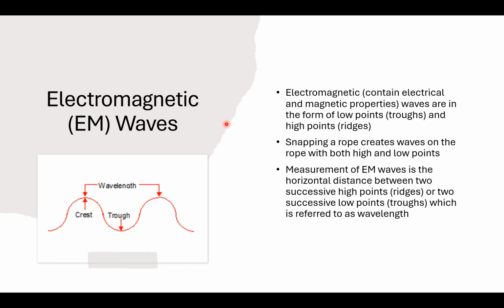Again, these electromagnetic waves contain both electrical and magnetic properties. That's why they're called electromagnetic. They're in the form of these low points, troughs, as I just mentioned, and the high points, or sometimes we call it crest or ridge. But it's the same terminology here. I'm showing you a diagram of the crest being the highest point or peak of the wave. You can also refer to that crest as the ridge.